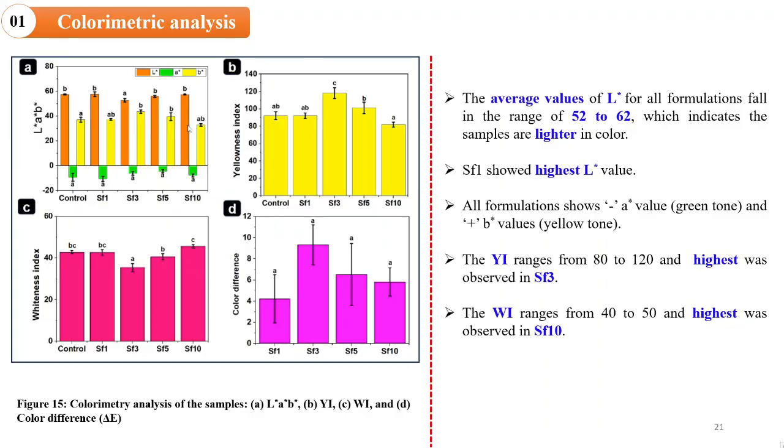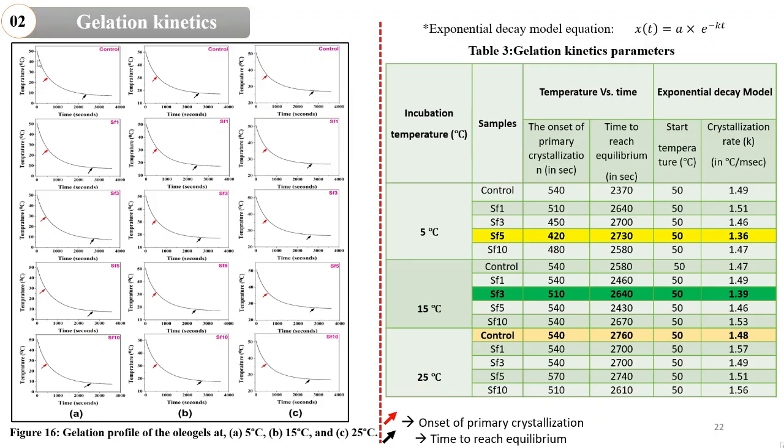These are the results which have been collected at the end of the process. So gelation kinetics, if you see, we have recorded the temperature versus the time parameter, and we have marked the different processes where the primary crystallization started and where the primary crystallization ends. Since all these profiles look like an exponential decay function, we model the gelation kinetics data with the exponential decay model equation, and we got all these parameters. From here you can find out the crystallization rate and also the onset from the exponential decay model, and also from the graphs we can collect the temperature versus time information.